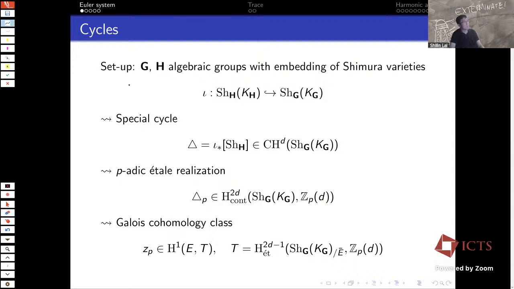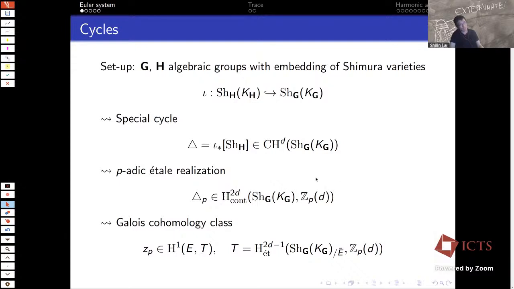we have two algebraic groups H and G, and we assume they have Shimura varieties, Sh H and Sh G. If we have such an embedding of Shimura varieties, we can push forward the class of the smaller Shimura variety to the bigger one. So this is the top degree cohomology class of the smaller Shimura variety. And we can push it forward to get a cycle class in the bigger Shimura variety.